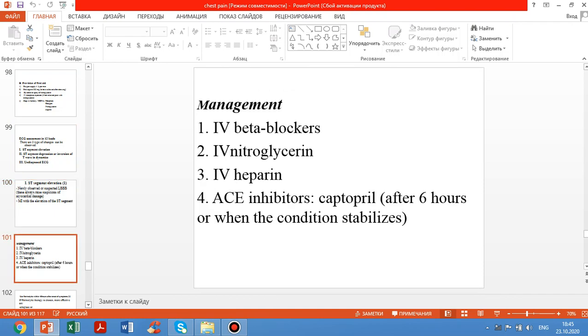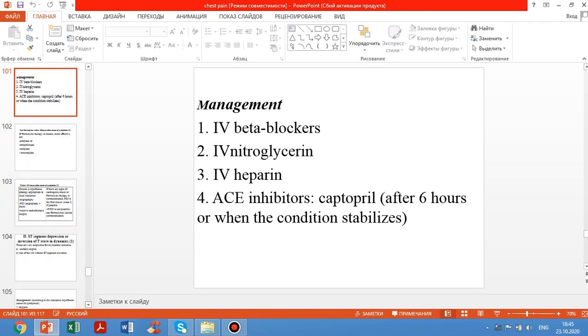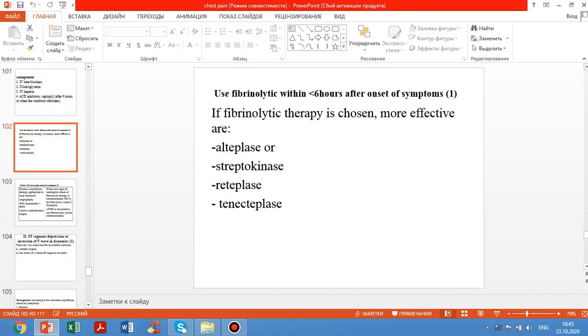Management. You can give IV beta blockers, IV nitroglycerin, IV heparin, angiotensin-converting enzyme inhibitors like captopril after 6 hours or when the condition stabilizes. Use fibrinolytic with less than 6 hours after onset of symptoms.